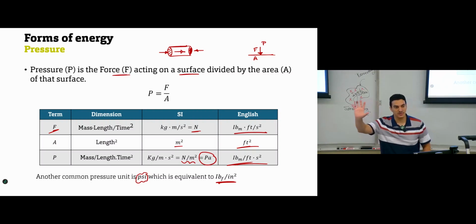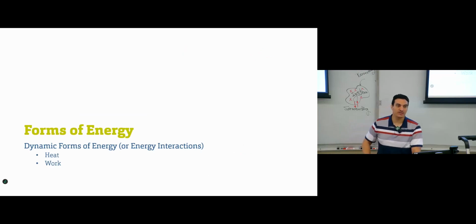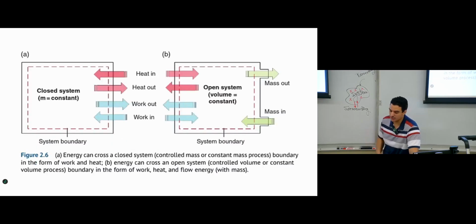So now basically, this is what is meant by force, and this is what is meant by pressure. Force is mass times acceleration, pressure is force divided by area. How can we use this in order to define the types of energy? So let's start with the dynamic forms of energy. Dynamic forms of energy are energy that can move or cross the boundary between system and surrounding. And we have two types, heat and work.